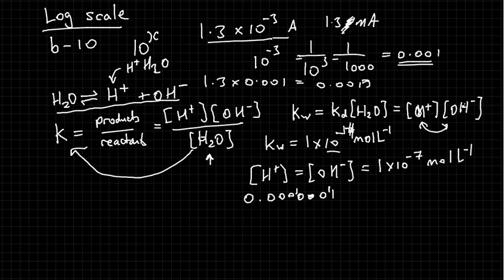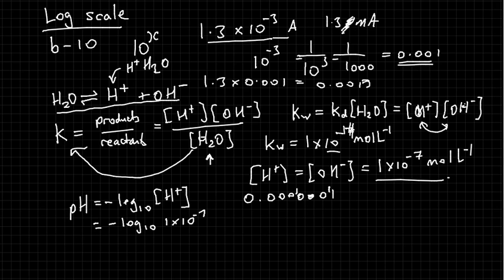So we define what's called the log scale, and the log scale is the negative log to the base 10. We define the pH as the negative log to the base 10 of the H plus concentration. Okay, so let's work this out. We've got negative log 10, and at room temperature and assuming equilibrium, we have a concentration of 1 times 10 to the negative 7.